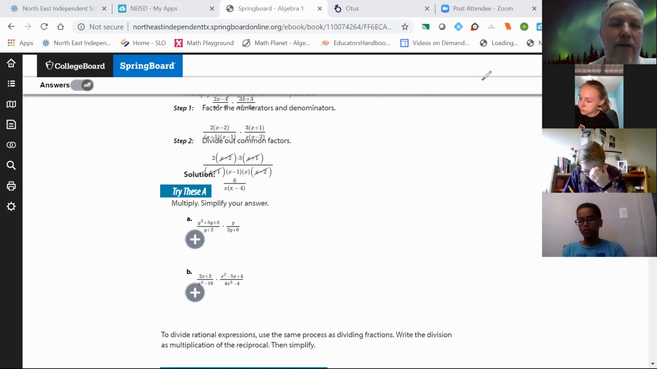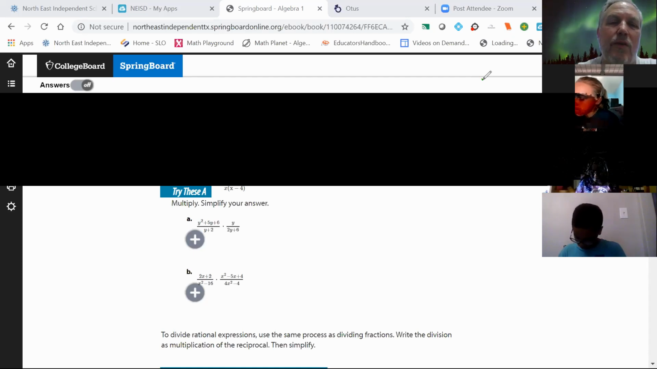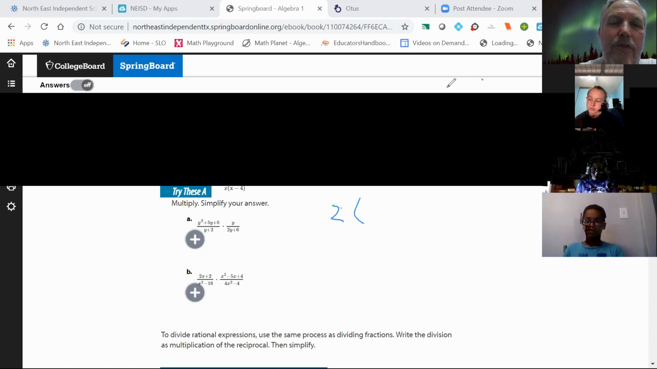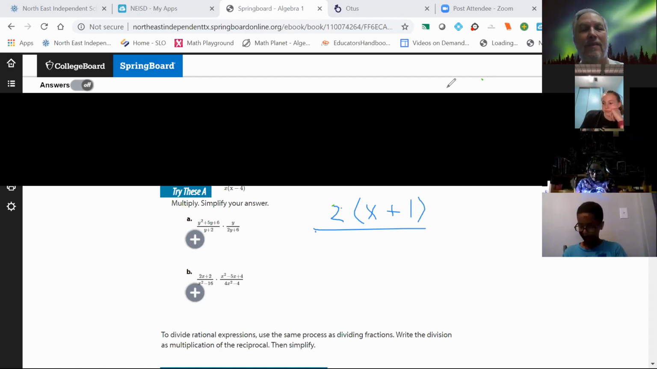Let's look at the try these B. 2x plus 2 over x squared minus 16 times x squared minus 5x plus 4 over 4x squared minus 4. 2x plus 2, and that has a greatest common factor of 2. And that, of course, is going to leave me with 2x divided by 2 is just x, and 2 divided by 2 is 1. Then we have our x squared minus 16.